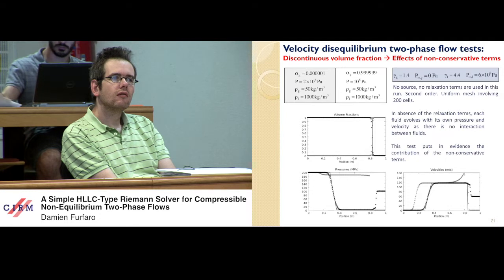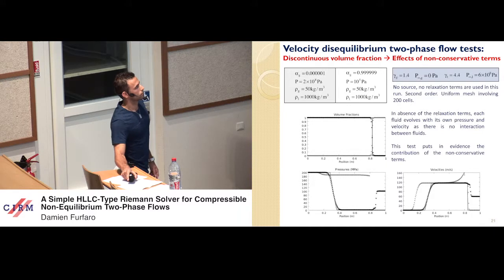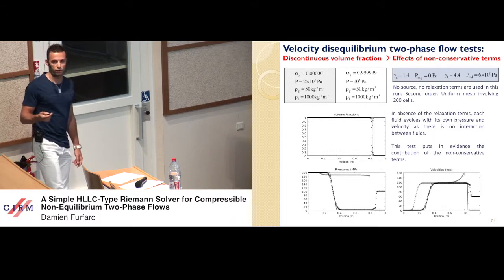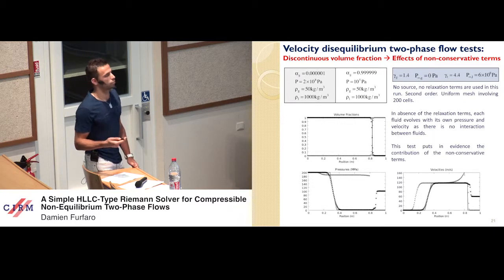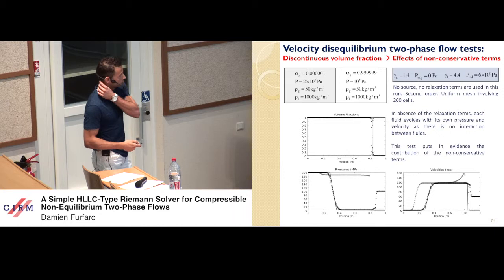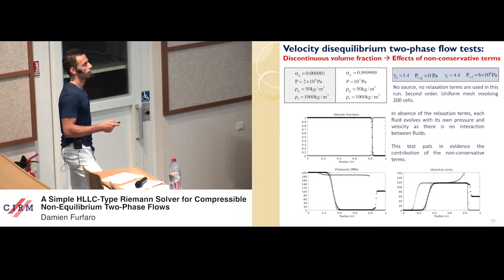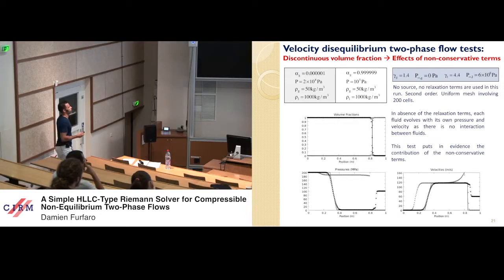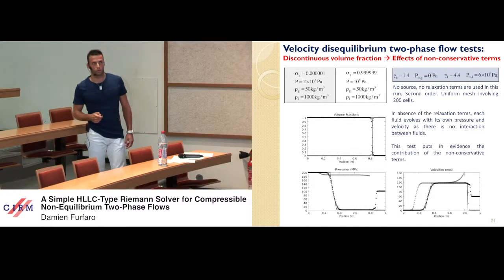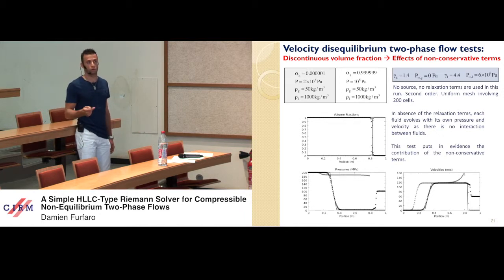Second test. Here we consider a discontinuous volume fraction. In the left chamber, we consider a nearly pure liquid, and in the right chamber, a nearly pure gas. The left chamber has a high pressure of 200 MPa, and the right chamber has atmospheric pressure. No source, no relaxation term are used in this run. In absence of the relaxation terms, each fluid evolves with its own pressure and velocity. Dark symbols are for water, and gray symbols are for gas. There is no interaction between fluids. This test puts in evidence the contribution of the non-conservative terms.